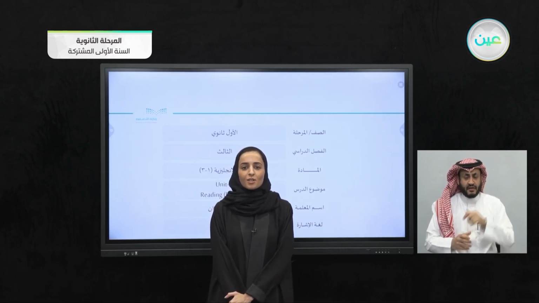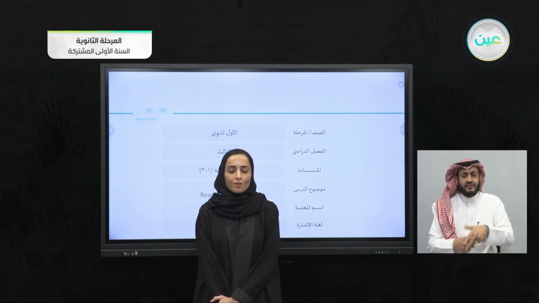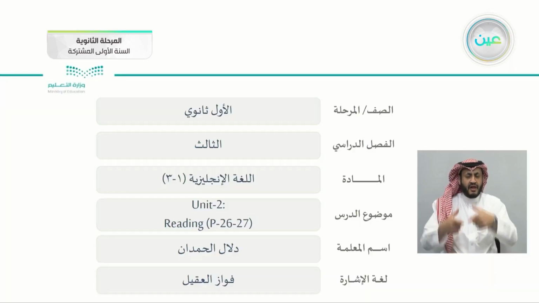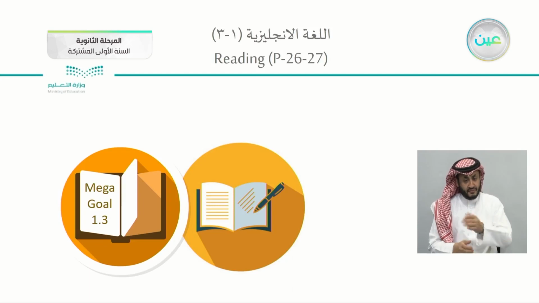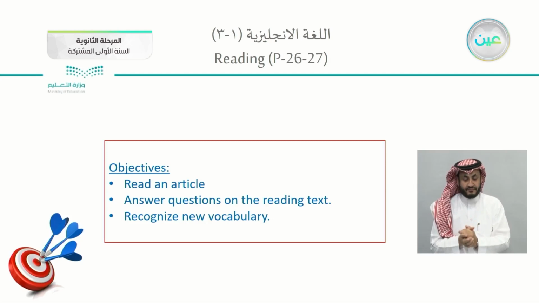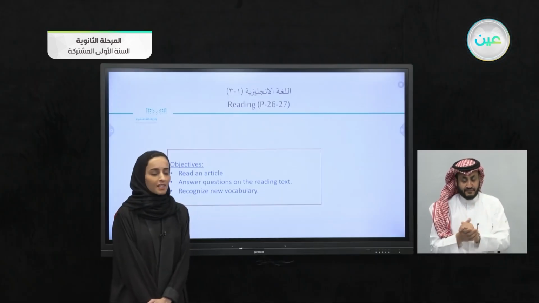In our lesson today, we'll continue with our second unit, which is the reading lesson. In your books, page 26 and 27. All you need for the lesson today is your books, page 26 and 27, a sheet of paper and a pen to take down your notes. So let's get started. By the end of today's lesson, you will be able to read an article. Also, you will be able to answer some questions on the reading text, and you will be able to recognize some new vocabulary. So let's get started with the reading.